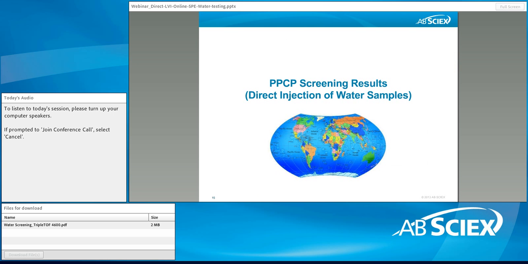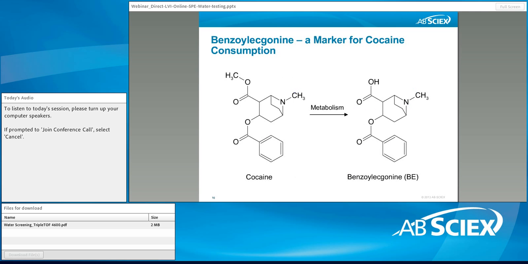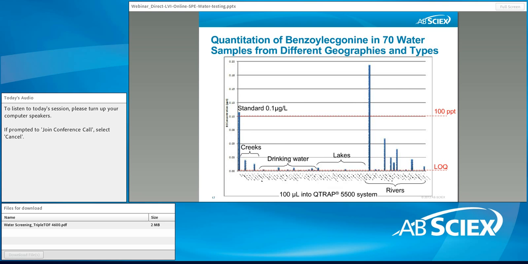Okay, time for a couple more PPCP screening results out of our bigger water testing project we did some time ago with colleagues. One of the target analytes I picked for you is benzoylecgonine. Benzoylecgonine is the main metabolite of cocaine. Every time BE can be found in water samples, that's some indication that cocaine was used in that particular area. And here are some results.